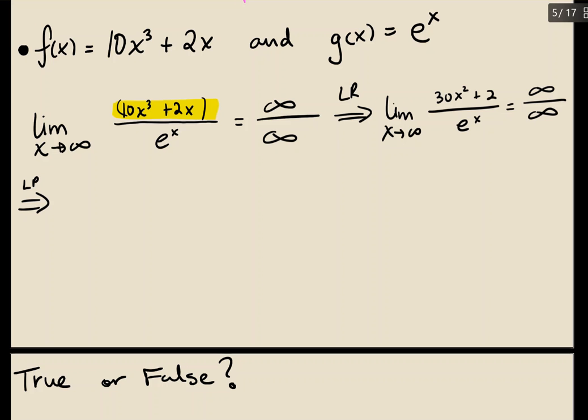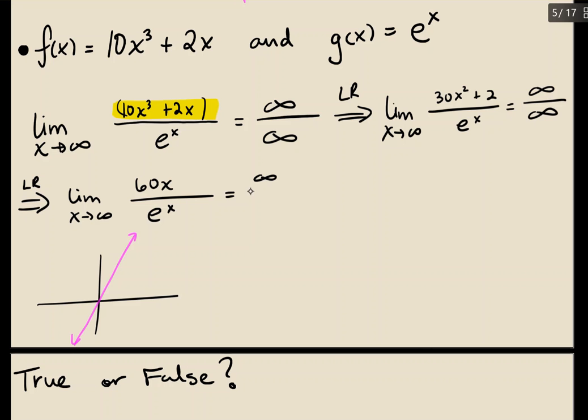Sometimes you do have to apply this multiple times. Derivative at the top is now 60x divided by e to the x. 60x is just a straight line, a very steep positive slope, so that's still going to infinity as x goes to infinity, so we'd still get infinity over infinity. That means we need to use L'Hopital's rule again. Each time we use it, we just indicate it with this LR.